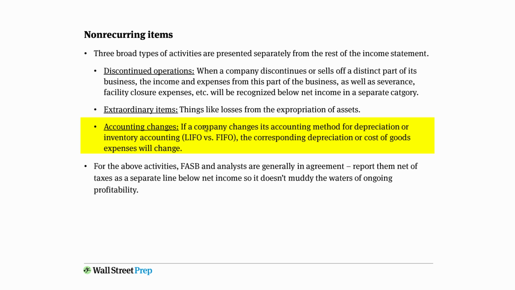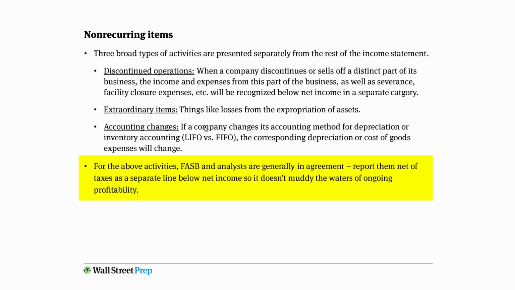Under GAAP, any impact on the income statement, on expenses associated with changes in accounting and accounting rules or assumptions, those changes have to be identified separately below the income statement, making it easy to compare this year's income statement to the prior year income statement without the noise of those changes, which do impact the year-over-year comparisons.